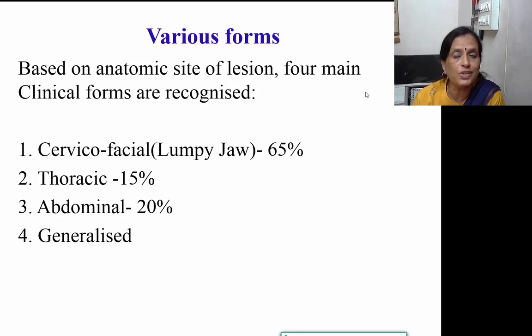So based on the anatomic site of lesion, there are 4 main clinical forms that are recognized. One is cervicofacial. This typically presents as a lumpy jaw. It could be a very vague question sometimes, lumpy jaw. Just remember to write actinomycosis. 65% is cervicofacial. Thoracic is 15%. Abdominal is 20%, and next is generalized, which is quite rare.